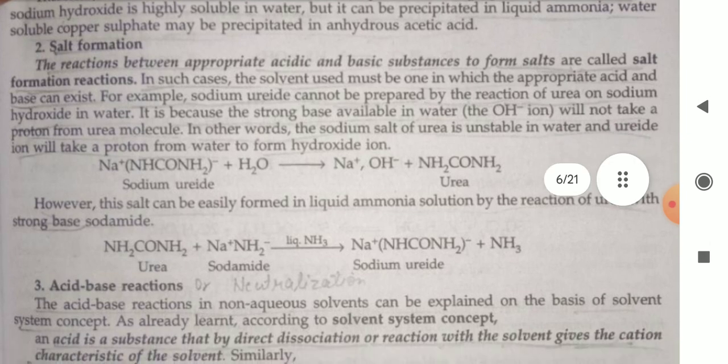Similarly, sodium hydroxide is highly soluble in water, but it can be precipitated in liquid ammonia. Water soluble copper sulfate may be precipitated in anhydrous acetic acid. Second is salt formation. The reactions between appropriate acidic and basic substances to form salts are called salt formation reactions. In such cases, the solvent used must be one in which the appropriate acid and base can exist.